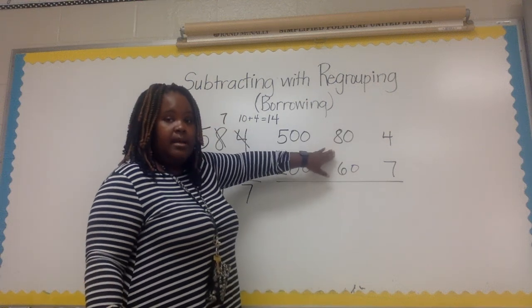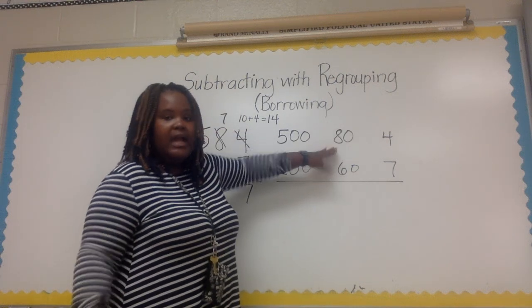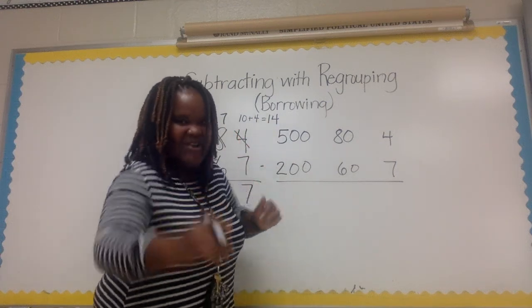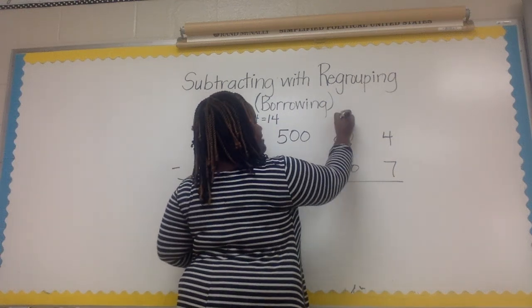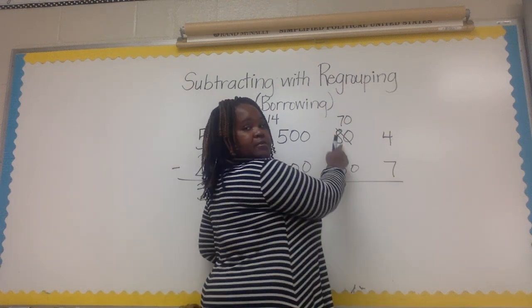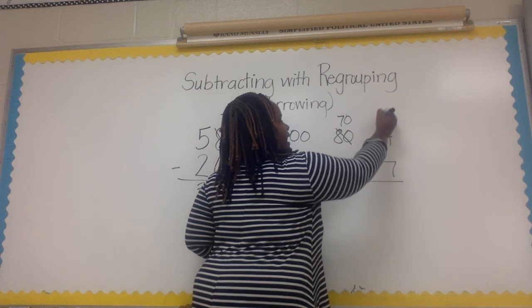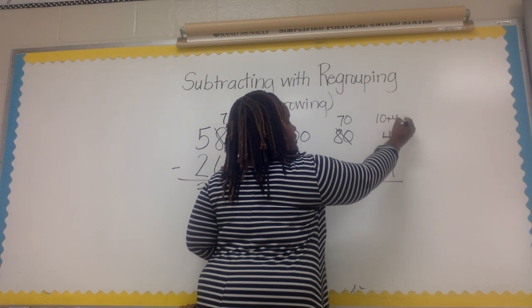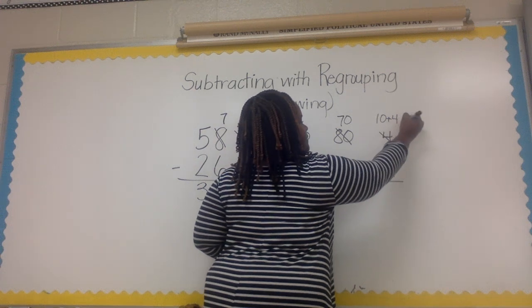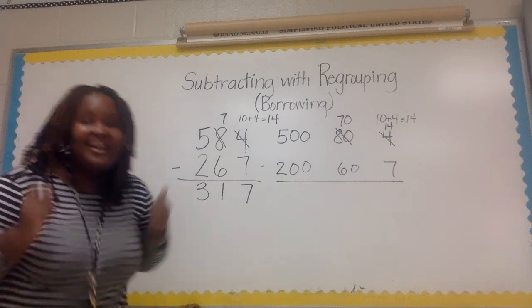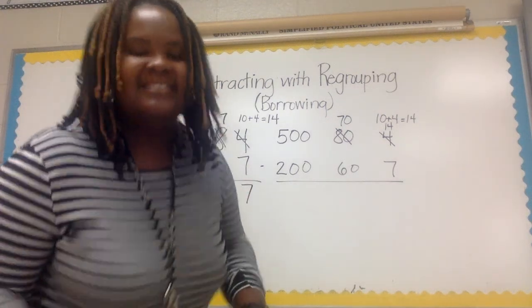so I'm going to look here to borrow a set of 10. If I borrow a set of 10 here, this 80 becomes 70. I heard you. You are absolutely correct. This 80 becomes 70. Okay? Then the 10 that I borrowed from this 80, I'm going to add it here to this 4, and that's going to become a 14. Okay?